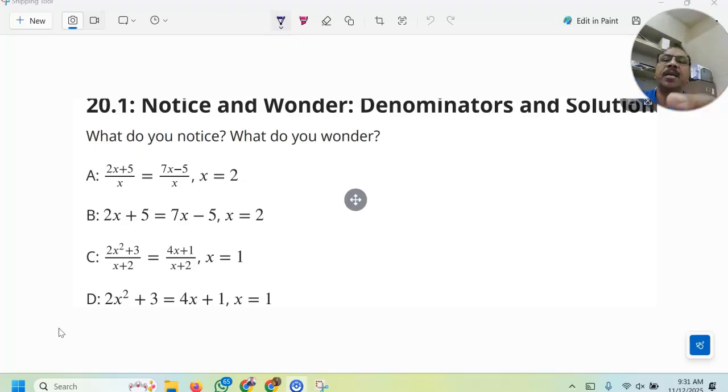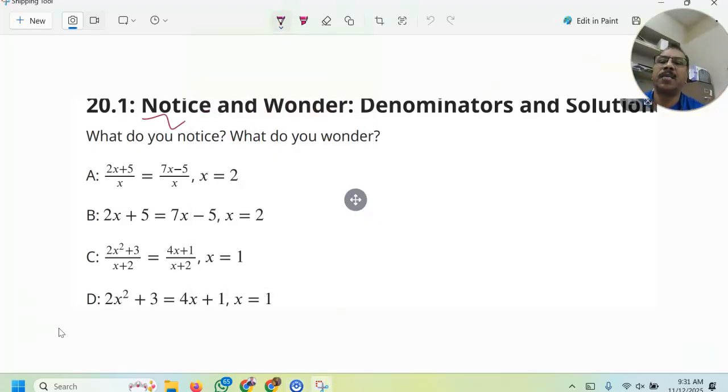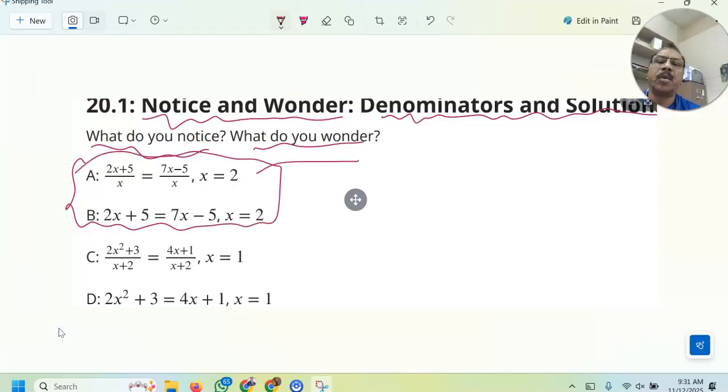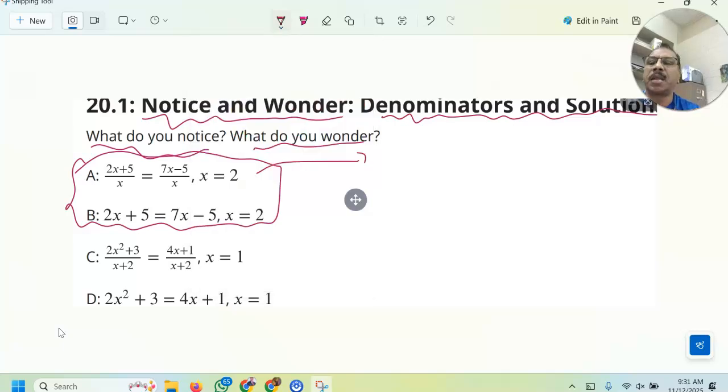Okay, the first activity is 21, notice and wonder: denominators and solution. Watch this. What do you notice here and what do you wonder? Looking at A, B, C, D, the first two look very similar. They both have the same numerators: this 2x plus 5, and this is also 2x plus 5. So those two pieces are the same.